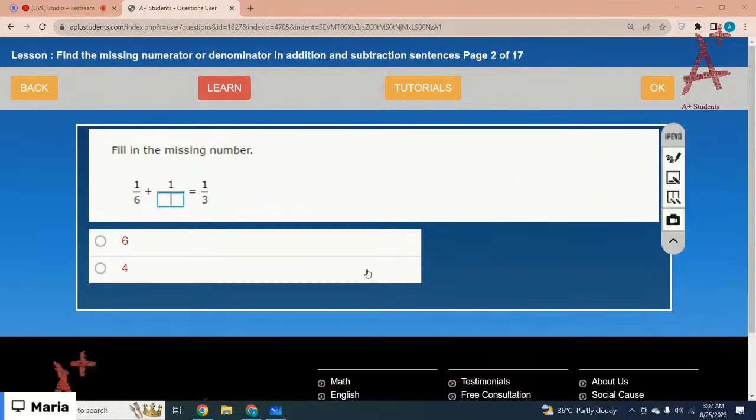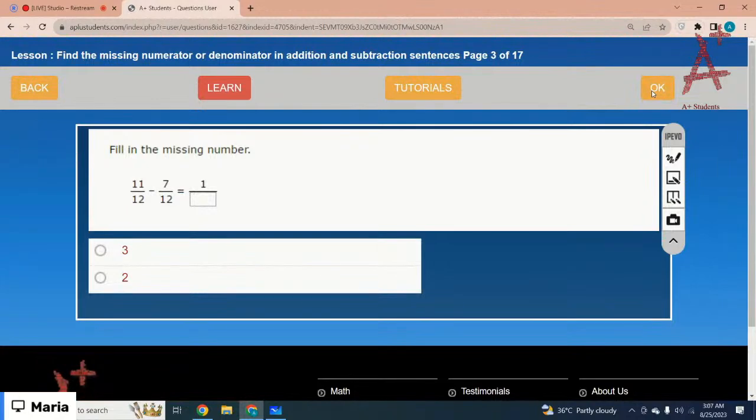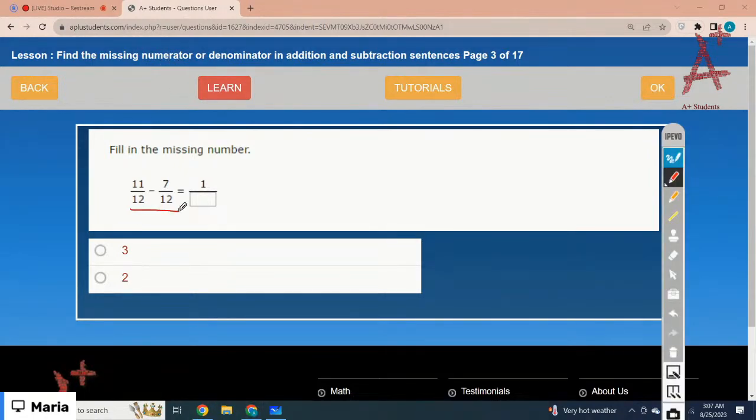Okay, the next one is fill in the missing number. So which number is missing? You can see on the left hand side they have the same denominators, right? They have 12. You can simply subtract their numerators. So 11 minus 7 is 4 over 12, right? You can divide them by the common factor 4. So it would be 1 over 4 times 3 is 12. That means the missing number is 1 over 3, right? So here you have 3. The correct option is 3.